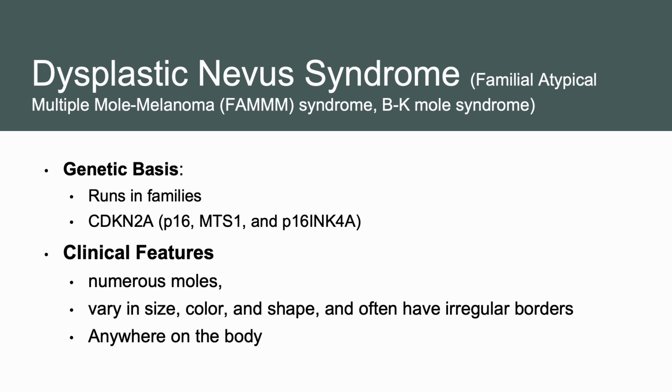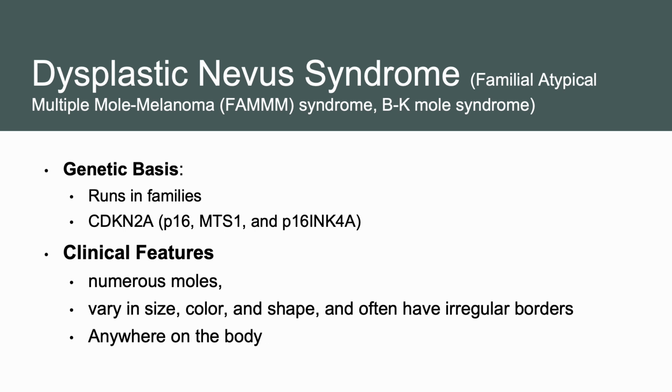An associated increased risk of developing pancreatic carcinoma is present in some families. Some studies have also indicated that ocular melanomas may occur in these patients. So, clinical features: individuals with this syndrome typically have numerous moles, some of which are atypical in appearance. These moles can vary in size, color, and shape, and often have irregular borders. They may appear anywhere on the body, but are commonly found on sun-exposed areas.